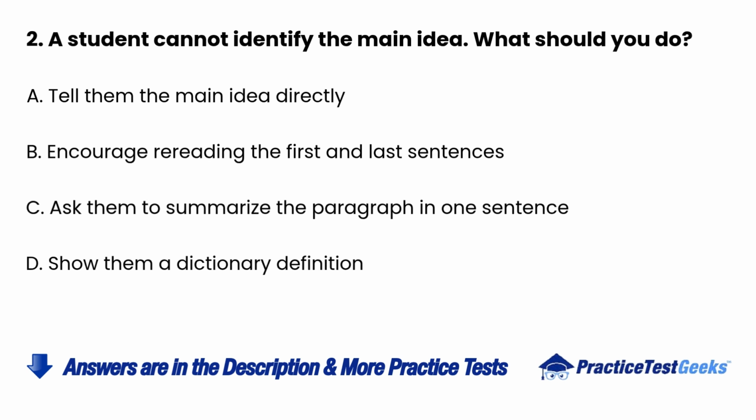2. A student cannot identify the main idea. What should you do? A. Tell them the main idea directly. B. Encourage rereading the first and last sentences. C. Ask them to summarize the paragraph in one sentence. D. Show them a dictionary definition.